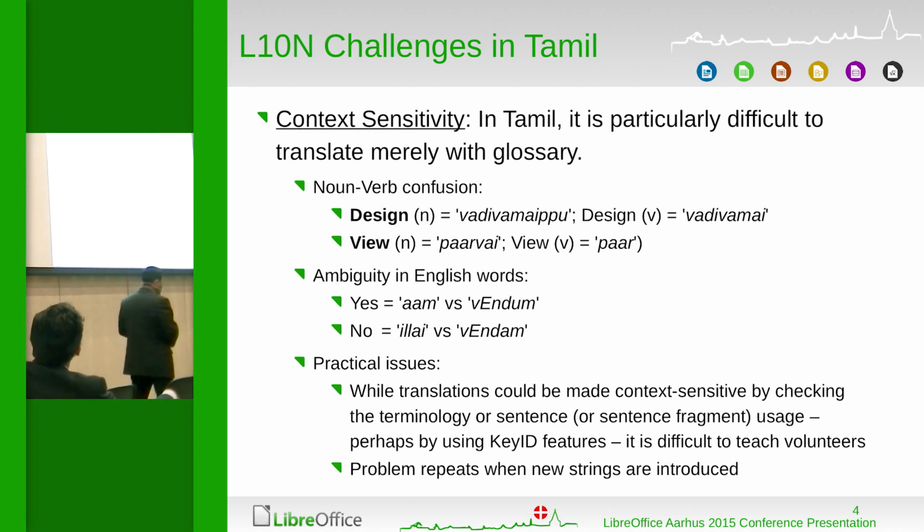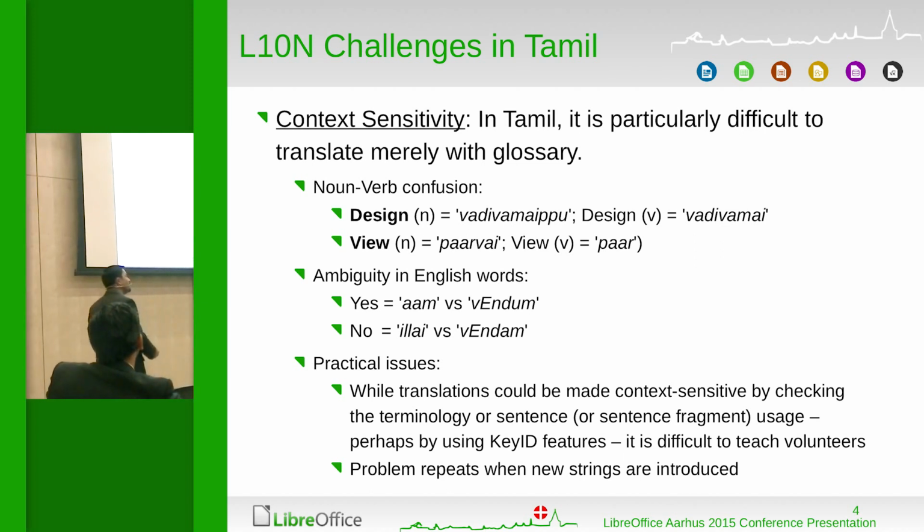The next challenge we see is context sensitivity. When we are doing the translation, we just assume whether it may be used in this way or that way. With that assumption, we translate some of the words which in English may be correct, but when we use it in Tamil, for a verb, the word itself will differ. For example, design in English, in Tamil we say vadivamaippu, it's a noun. When it comes to a verb, it becomes vadivamai. So in English, it's fine, but in Tamil, it changes.